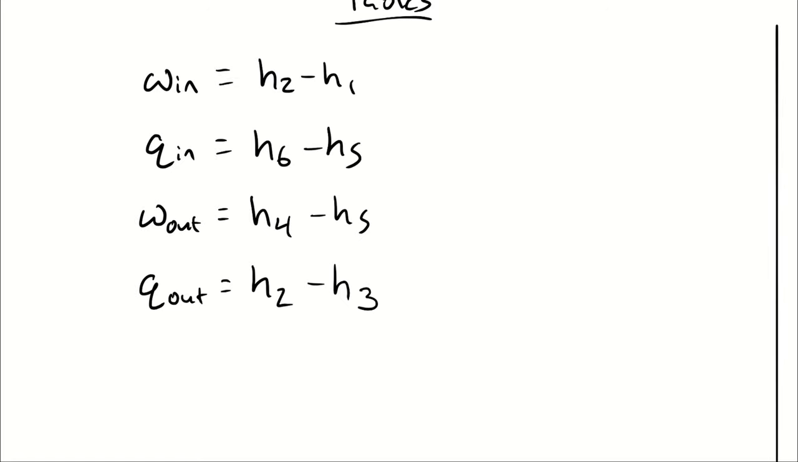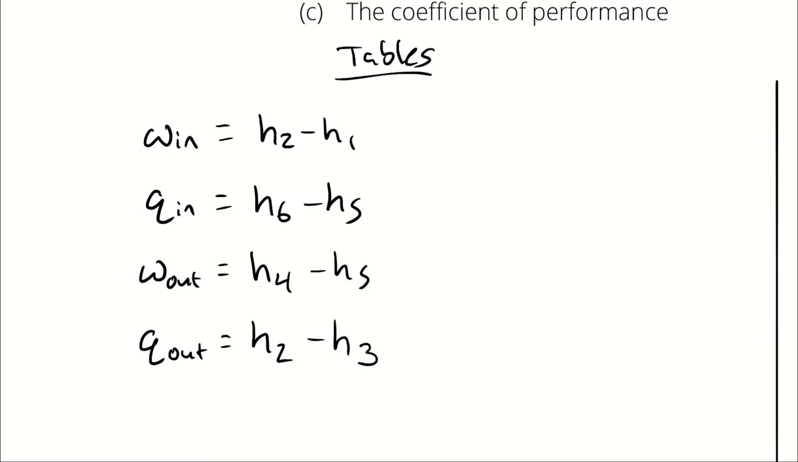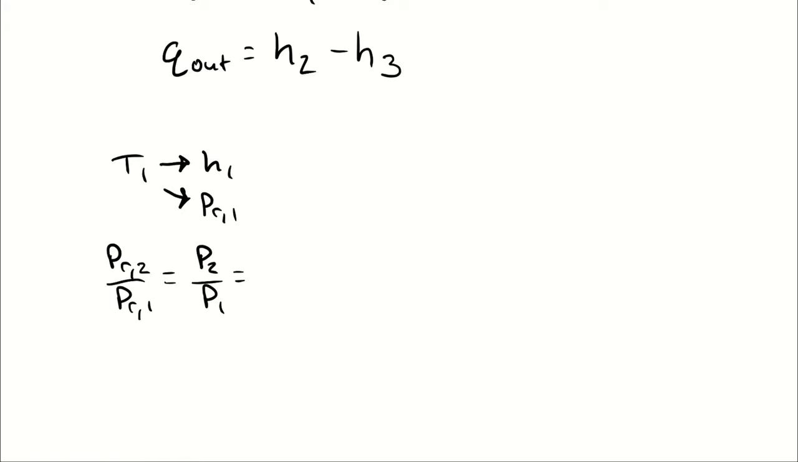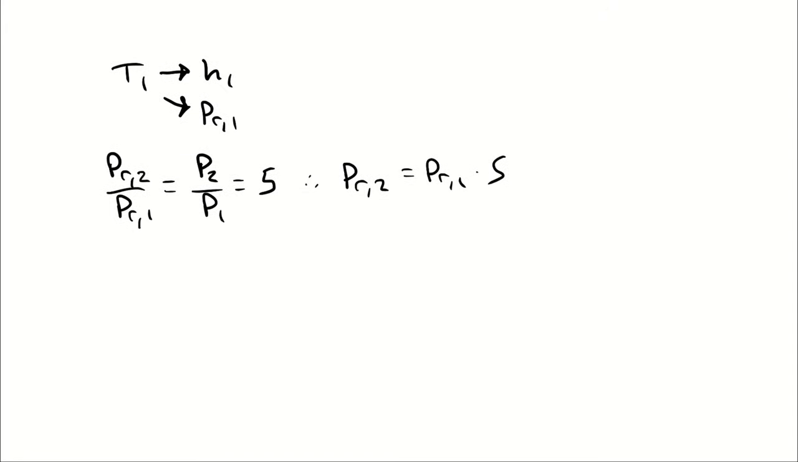So with my table lookup side, I want H1, H2, H3, H4, H5, and H6. For those, I will need T1 to look up H1, and I will also look up PR1, and then I will multiply PR1 by 5, because for an isentropic process, like the compressor, PR2 over PR1 is going to equal P2 over P1, which the problem told us was 5. Therefore, PR2 will equal PR1 multiplied by 5. And then we can use that resulting PR2 to look up H2.